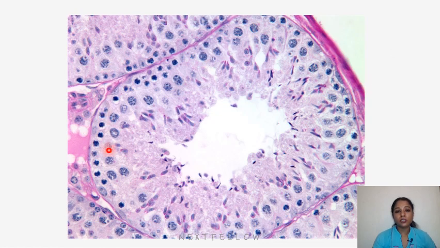So here is the histological image of a seminiferous tubule, where we can appreciate the spermatogonial cells and their eventual stages forming spermatocyte or spermatozoa, and we can see the Leydig cells here in between the seminiferous tubules. Leydig cells are outside, they are interstitial, present in between the seminiferous tubules, and produce the testosterone hormone.